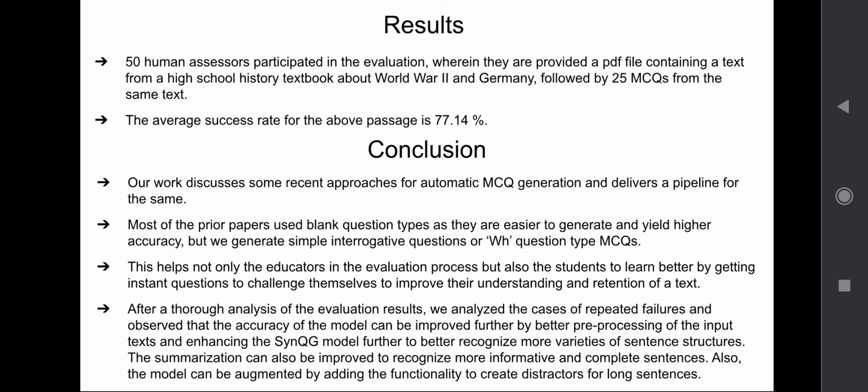After a thorough analysis of the evaluation results, we analyzed the cases of repeated failures and observed that the accuracy of the model can be improved further by better pre-processing of the input text and enhancing the SYNCQG model further to better recognize more varieties of sentence structures. The summarization can also be improved to recognize more informative and complete sentences. Also, the model can be augmented by adding the functionality to create distractors for long sentences.